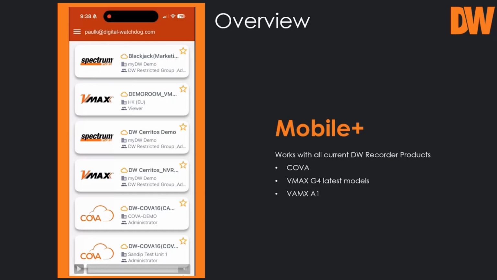And what it does is, because we have a very good cloud-to-cloud integration, it just launches the Spectrum app and you log into the Spectrum app and go to the cameras you want to see and use that app. It allows a seamless transition from the Mobile Plus app to the DW Spectrum mobile app. But it works with newer stuff. It even works with some of our discontinued items.